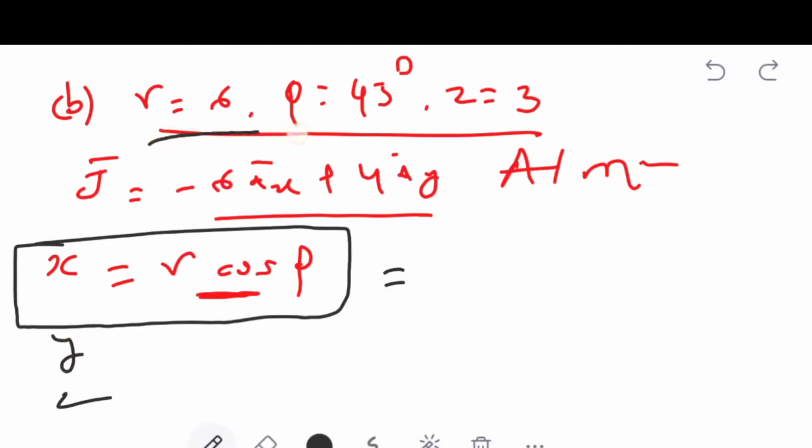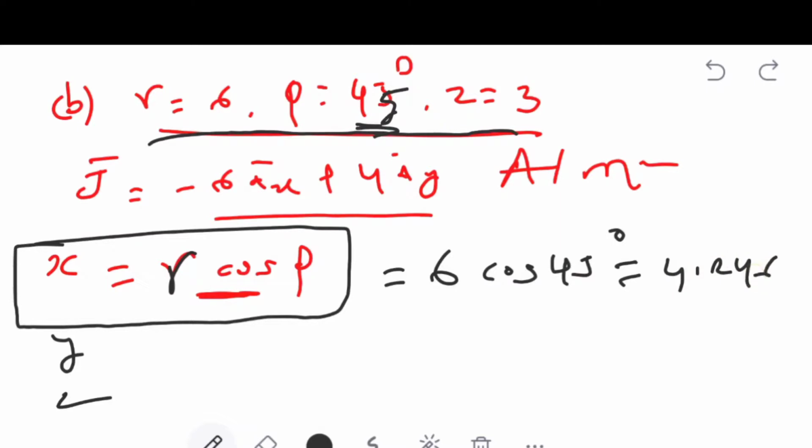Given that it is a cylindrical coordinate system, we can convert it into Cartesian by using the formula x equal to r cos phi. R is 6, phi is 45 degrees, so 6 cos 45 degrees. Hence the answer is 4.2426. Similarly, y equal to r sin phi.